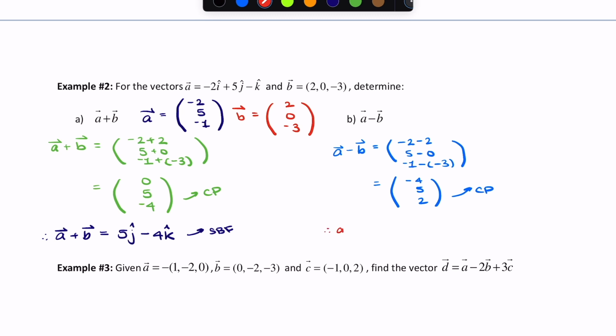So therefore, vector A minus vector B in standard basis form would be negative 4 times unit vector i plus 5 unit vector j plus 2 and the unit vector.